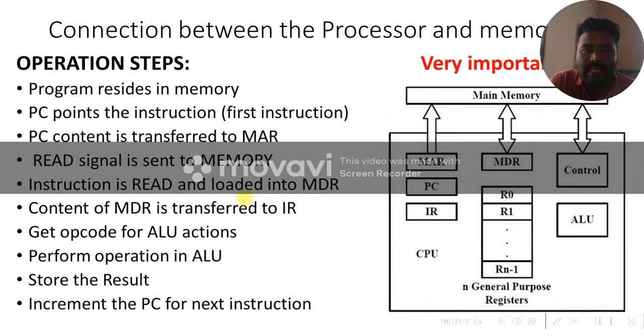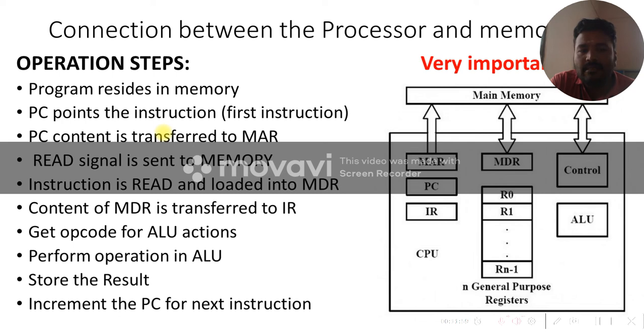Okay, so here is the set of operational steps that we are specifying. First, the program resides in memory. The program counter points to the first instruction. Next, the program counter content is transferred to the MAR, that is the memory address register. Next, the read signal or write signal is sent to the memory unit. The read or write signal is then processed and loaded into the memory data register, that is MDR.